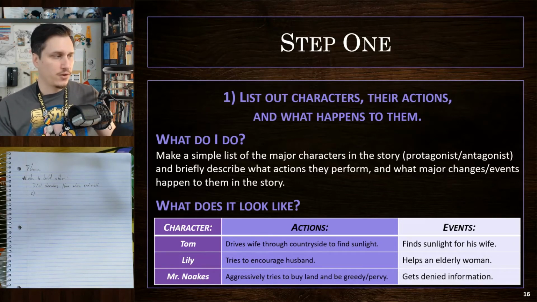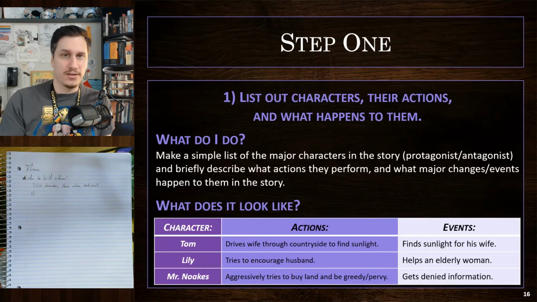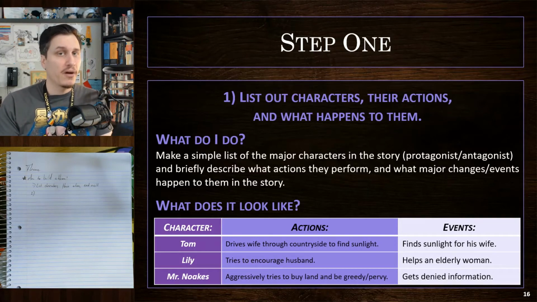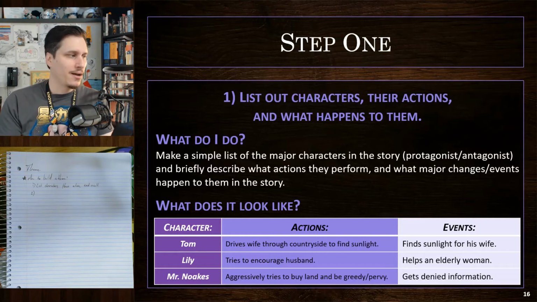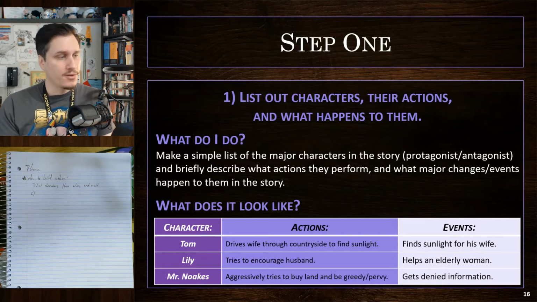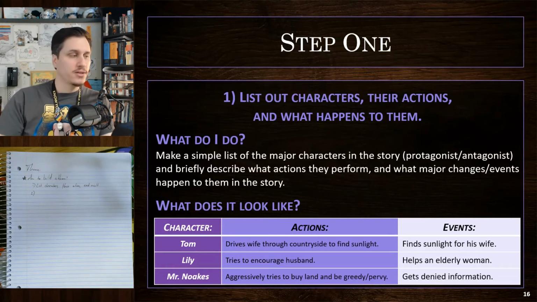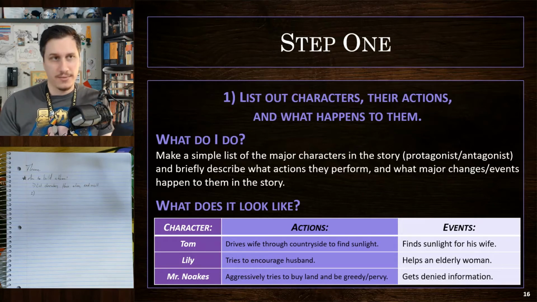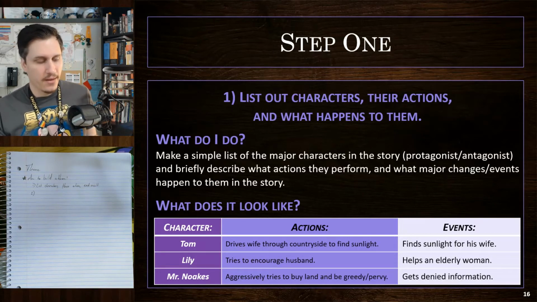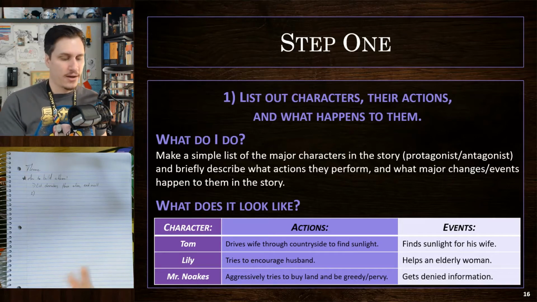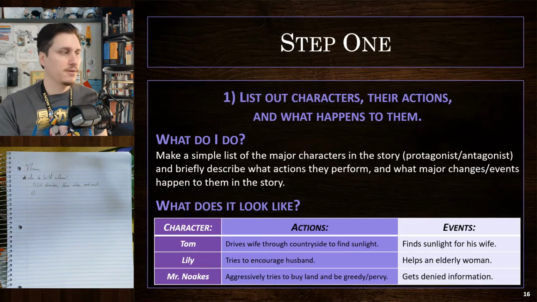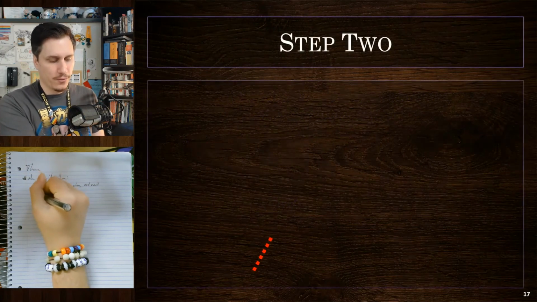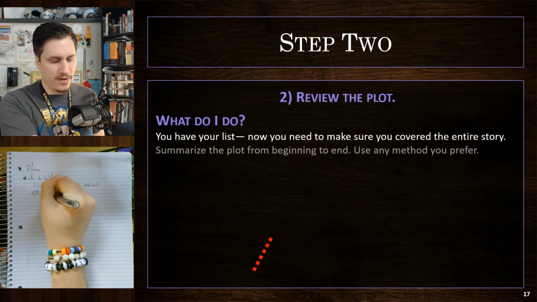So here's my little chart here. I have Tom, Lily, and Mr. Noakes, who for the most part are like the main characters of the story. What does Tom do? He drives his wife through the countryside. How do they end up? They find some sunshine. Lily, same thing, whatever. Okay? Make a list of your characters. Tell me their actions. Tell me how they end up. Really, really simple. Step number 2, you have to review the plot.